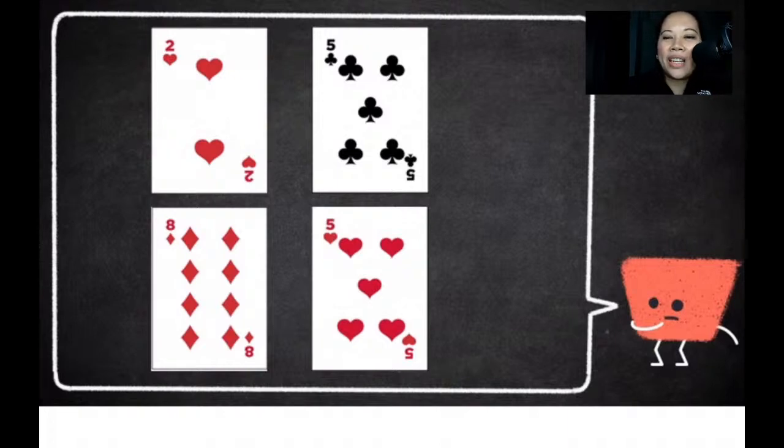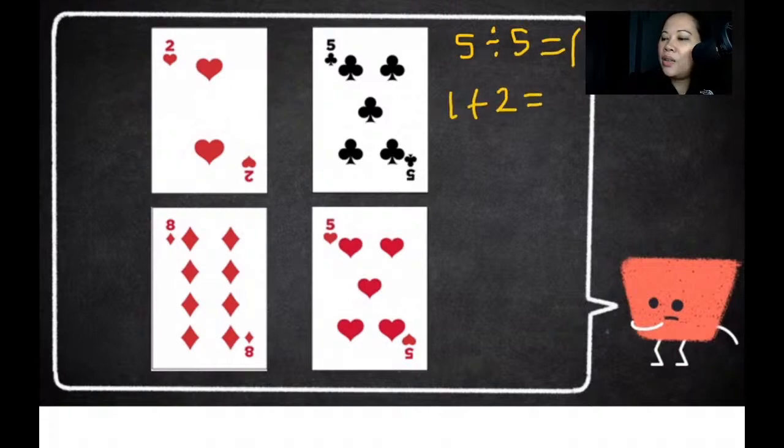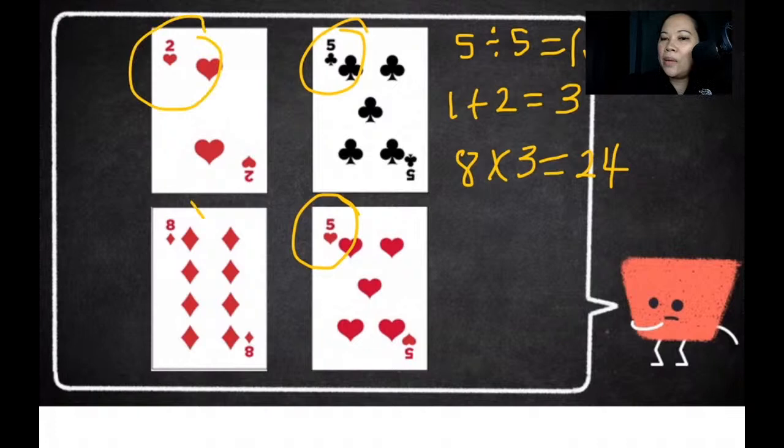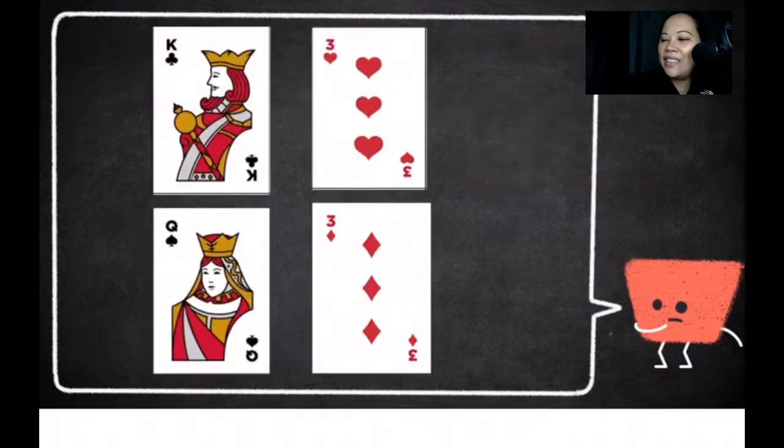Okay, I think no one got it right, so I'll just give you the answer for this, and then we move on to the next question. So how do we answer this? It's 5 divided by 5, which is 1, and then 1 plus 2 is 3, and then 8 times 3 is 24. Sorry, Mahablanca. Next question.